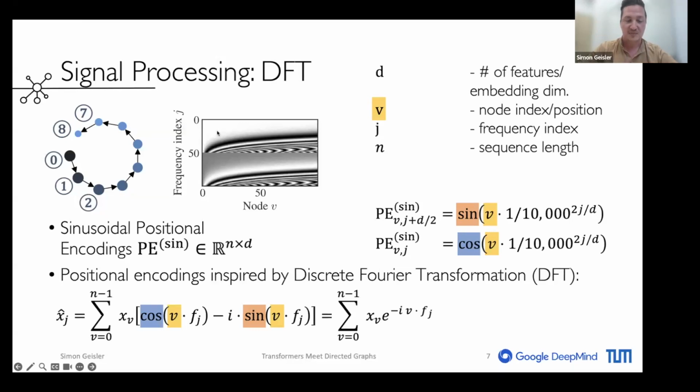Yeah. So back to the position encodings here. Described a little bit more in detail: we have sine and cosine waves, we have the node integer position, and we multiply this by some frequency. Here for the sinusoidal positional encodings, I've written this out. For the discrete Fourier transformation, I just denoted this with f_j. So there are different frequencies, and we have sine and cosine waves here.